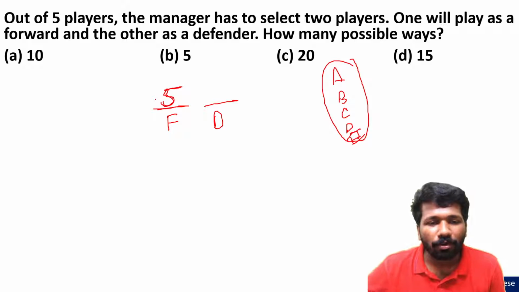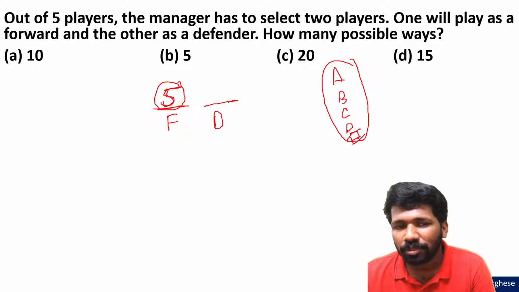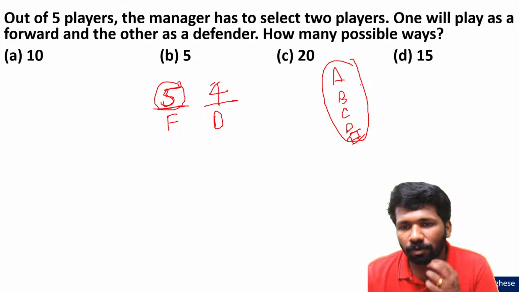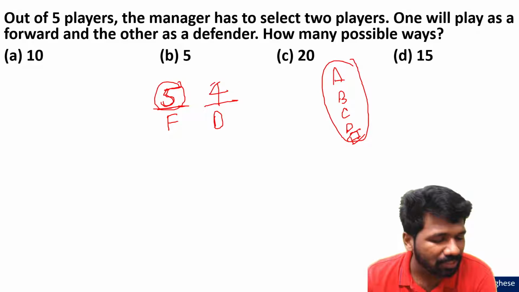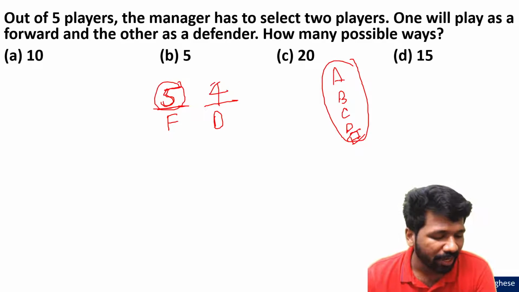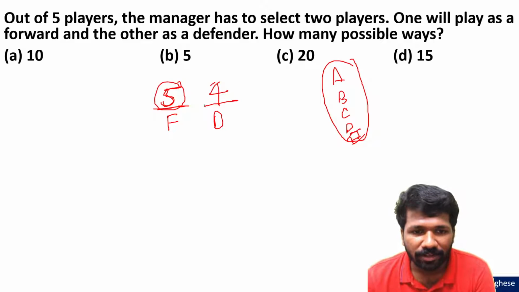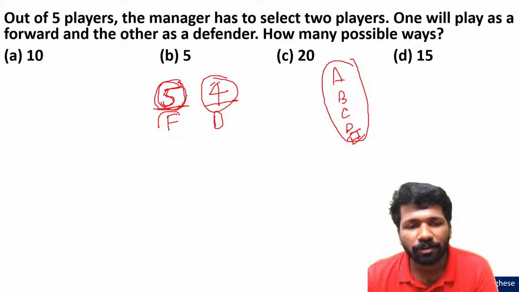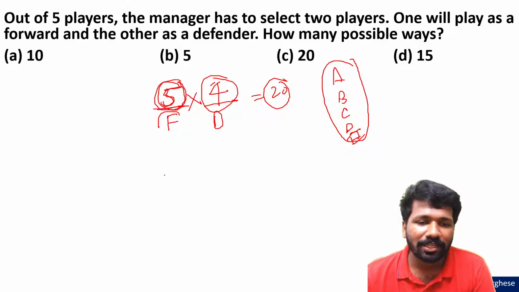Same way, forward person can be chosen in 5 ways and the defender can be chosen only in 4 ways. Why 4 ways? The person who is chosen as the forward cannot play as defender also. That is a different role. So 4 ways only to choose the defender. If 5 ways are there for forward and 4 ways for defender, fundamental principle of counting says 5 into 4, 20 ways are there. All of you are understanding this.